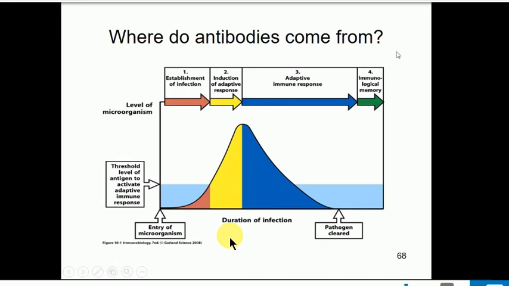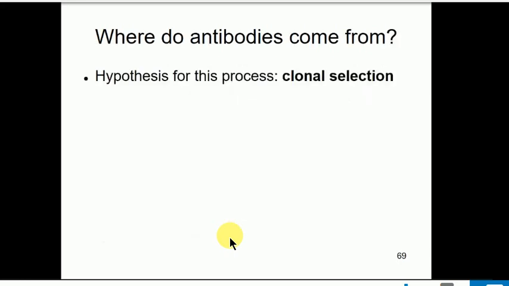The fourth stage is immunological memory. That process having happened, if you get reinfected by the pathogen, the immune system will respond much more quickly next time around. It's learned to recognize that particular pathogen or some component of what that pathogen expresses.